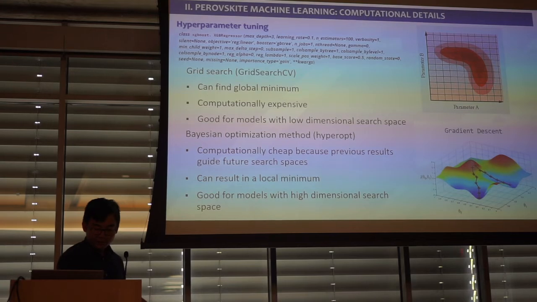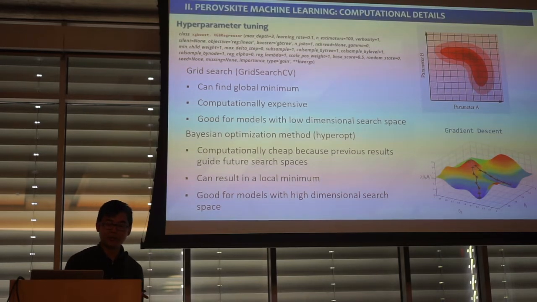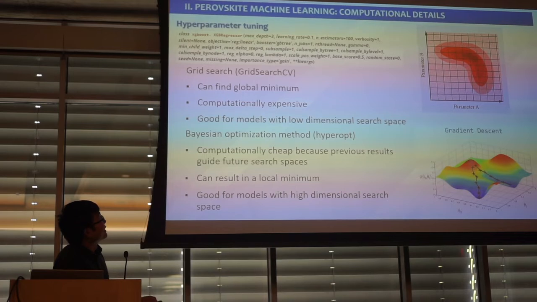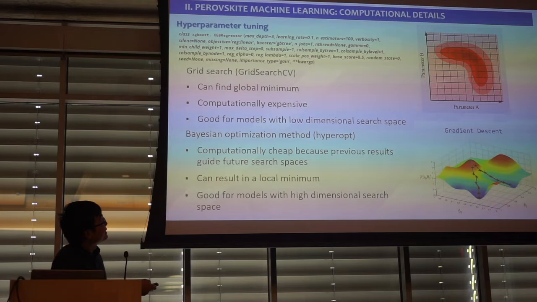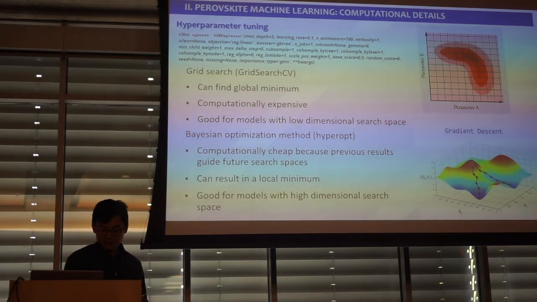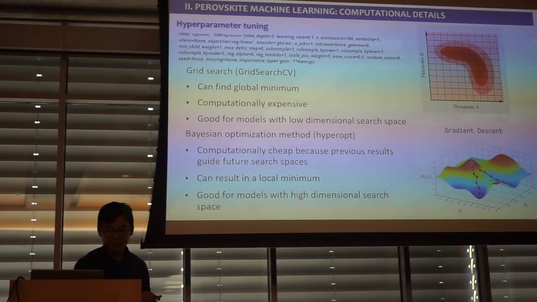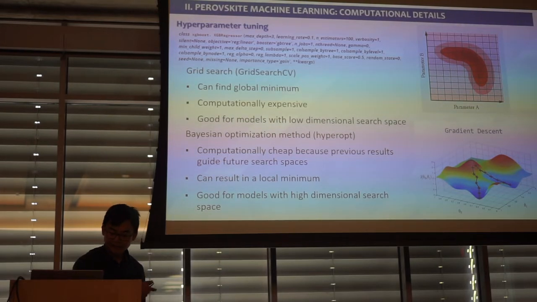Okay, so now I'm going to talk about how we tuned the hyperparameters. So what I mean by hyperparameters is a list of features that are used in the machine learning model to essentially do its training on the data. So these are things like the max depth of our model, the learning rate, the number of estimators, and different things like that. And there's two different ways that we use to do this hyperparameter tuning. So one is a grid search technique, and another one that we use is a Bayesian optimization approach.